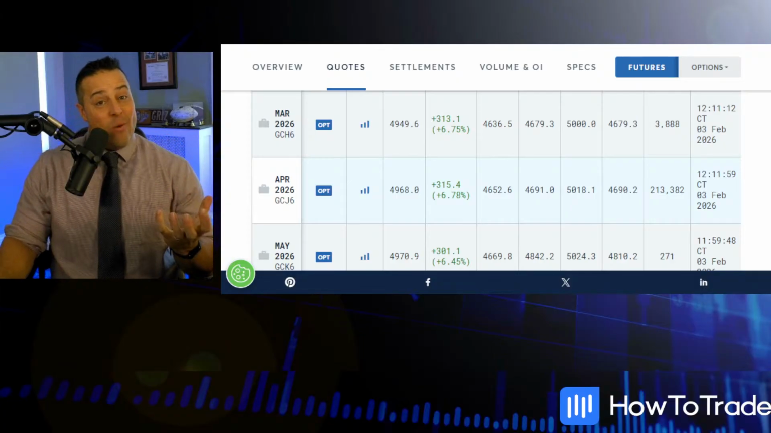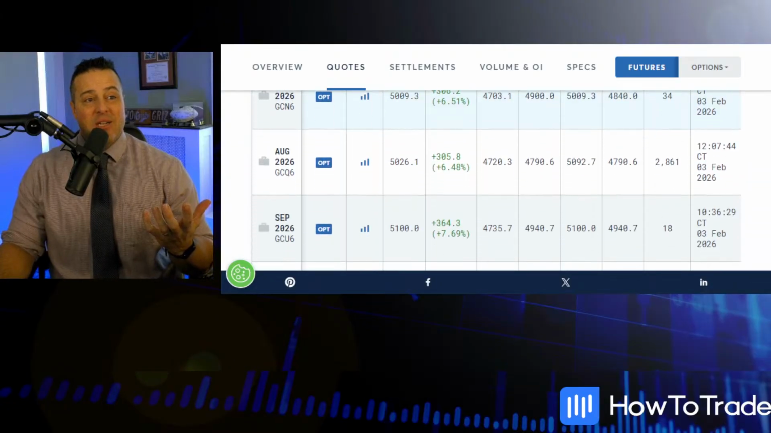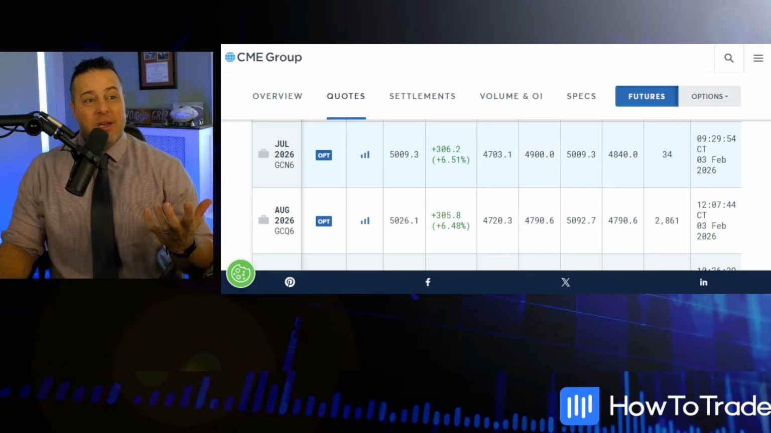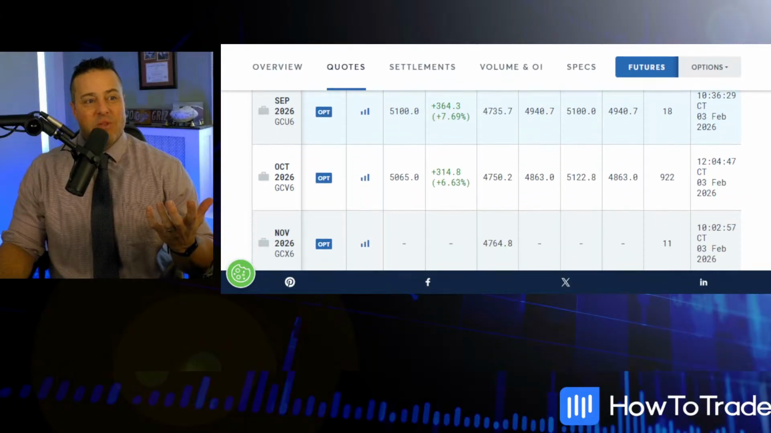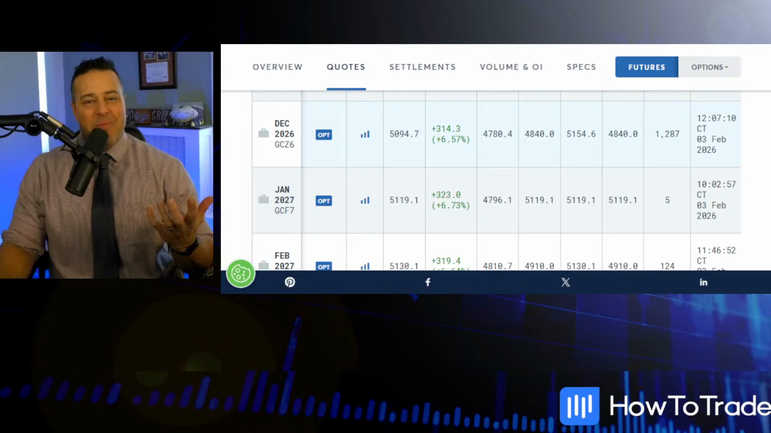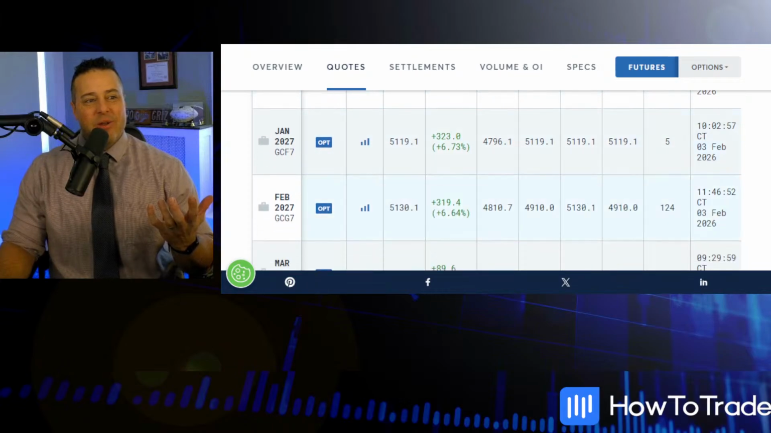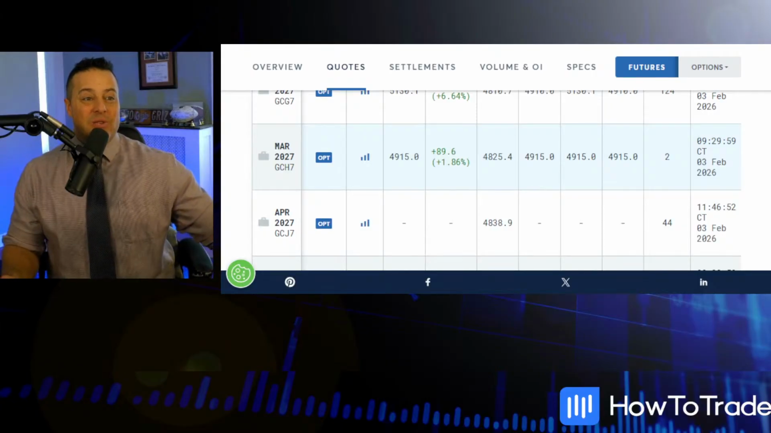It's not working that way with gold, and I want to point this out because we really do believe that the price of gold is going to keep going up. July, look at July is over 5,000. August, and these are very low volumes, but still they give us a great look at price. September, and then October starts to come back down a little bit. And then you get another bump in December, and then you'll notice January goes up and February goes up until we finally see a pullback in March of 2027.